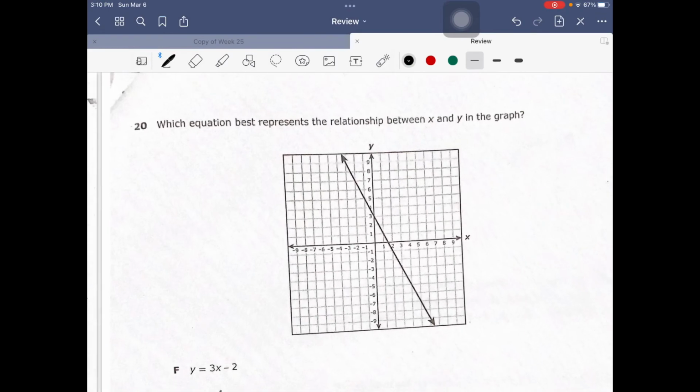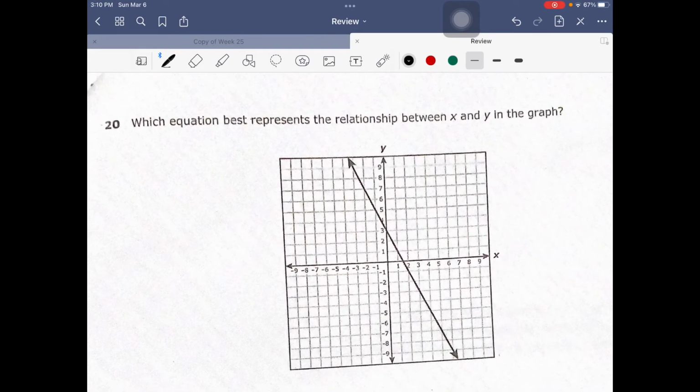The last one and we're done. Last one. 20. Which equation best represents the relationship between x and y in the graph?